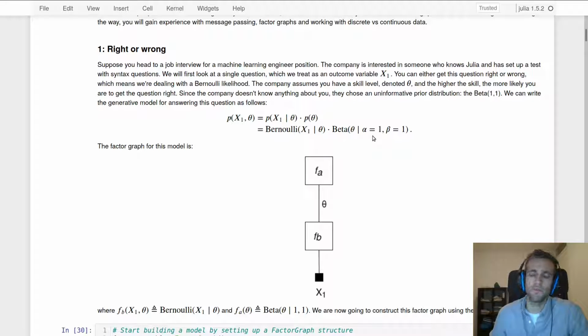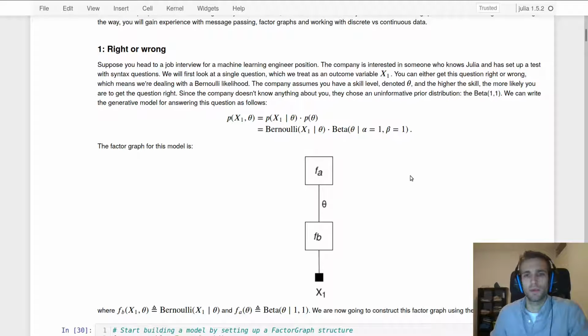beta distribution. The company has set the prior parameters alpha and beta to 1, which is going to produce an uninformative prior distribution, and a bit later on I'll give you a clear picture of what that means, an uninformative prior distribution.